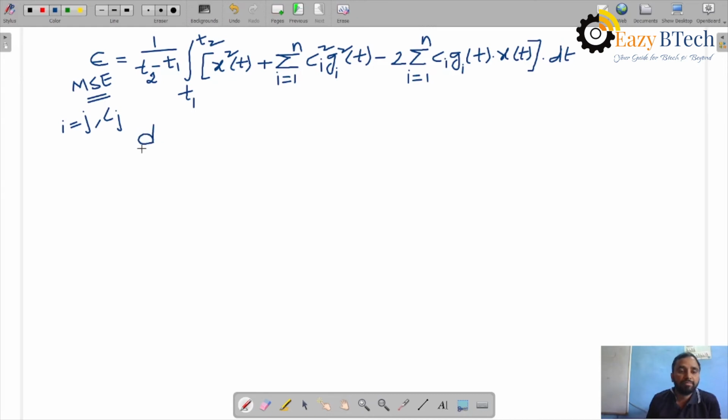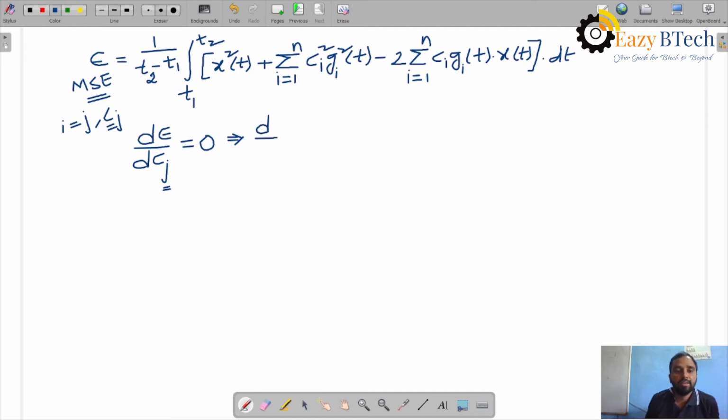So perform d by dCj, meaning differentiation of this epsilon with respect to Cj, because I want to get the formula for Cj, right? So d epsilon by dCj, and equate to 0. In this process, we get the Cj formula. Let's do it now, which is equal to 1 by t2 minus t1. If you send the right side, it will become 0, so I'm not writing that.